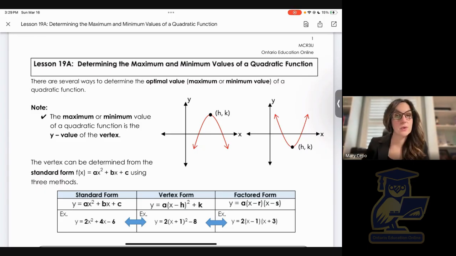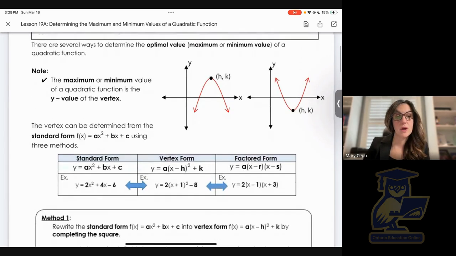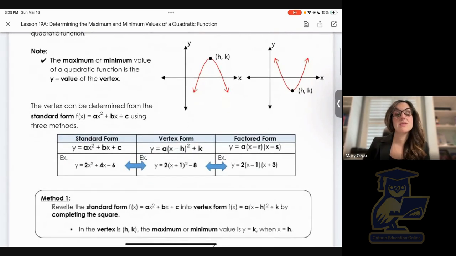So first thing to note is the maximum or minimum value of a quadratic function is the y value of that vertex. Now that vertex is always that turning point. So if we have a maximum value, that means our parabola is opening downward. We get to a maximum and then come back down. If, however, we have a minimum, that means our parabola is opening upward. And we know that the a value is positive, and that it gets down to the vertex and then it changes direction. So that vertex is a very, very critical point in our problem.